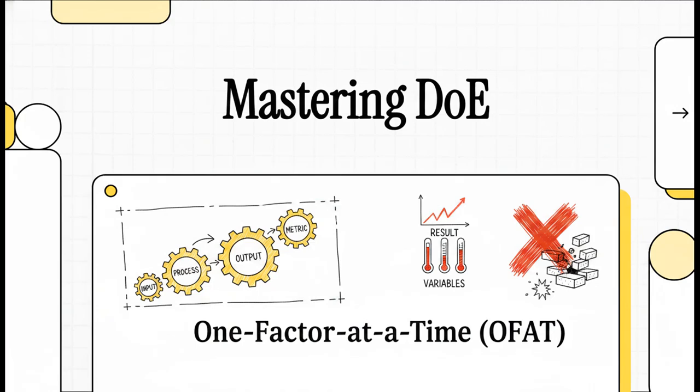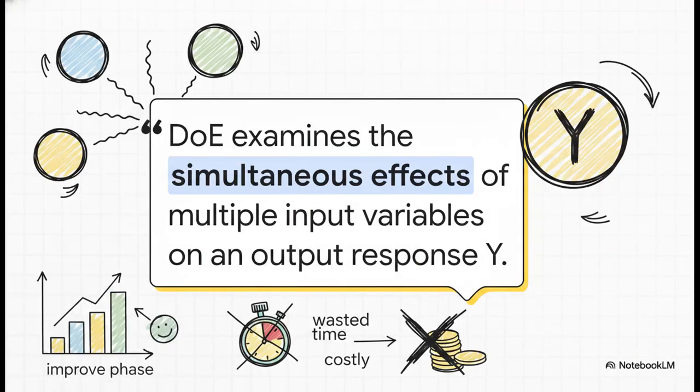When most managers want to optimize a process with multiple variables, they use the traditional one factor at a time method. They change one thing, keep the rest constant, and measure the result. It sounds logical, but mathematically, it is an absolute disaster. It completely misses how variables interact with each other, wastes massive amounts of time, and costs a fortune.